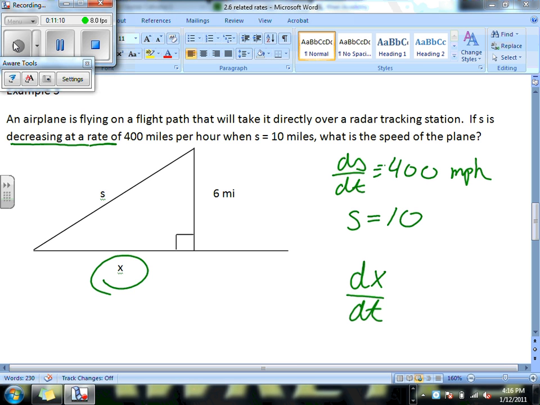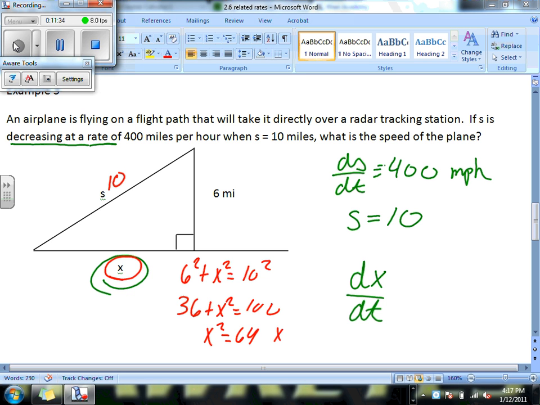Now what? Let's think about this for a second. When s equals 10, I can sure figure out what x is going to equal, by the Pythagorean theorem, right? So I can go 6 squared plus x squared equals 10 squared. So I get 36 plus x squared equals 100. x squared equals 64. x equals 8. So I have another condition for myself. When s equals 10, x equals 8.